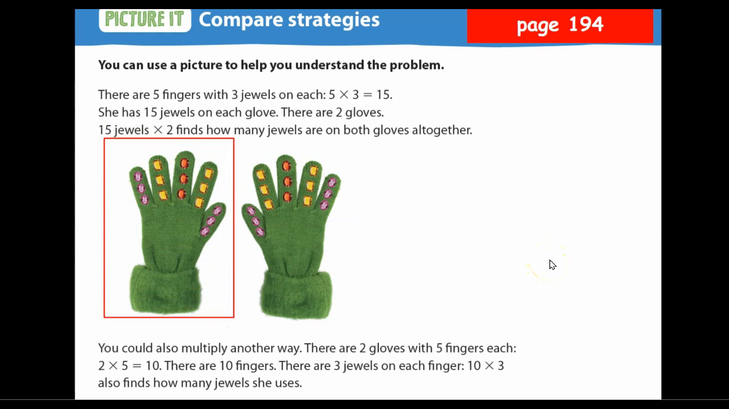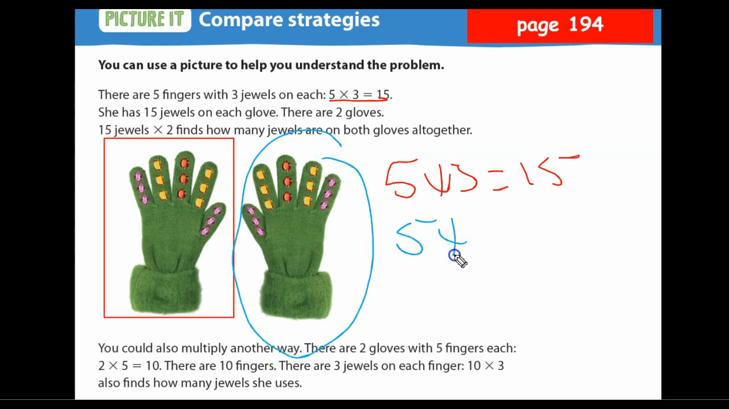5 times 3. For that one, just like it says right there, 5 times 3 equals 15. Okay, so Joel has 15 on each glove. And this one is also 5 times 3, right?